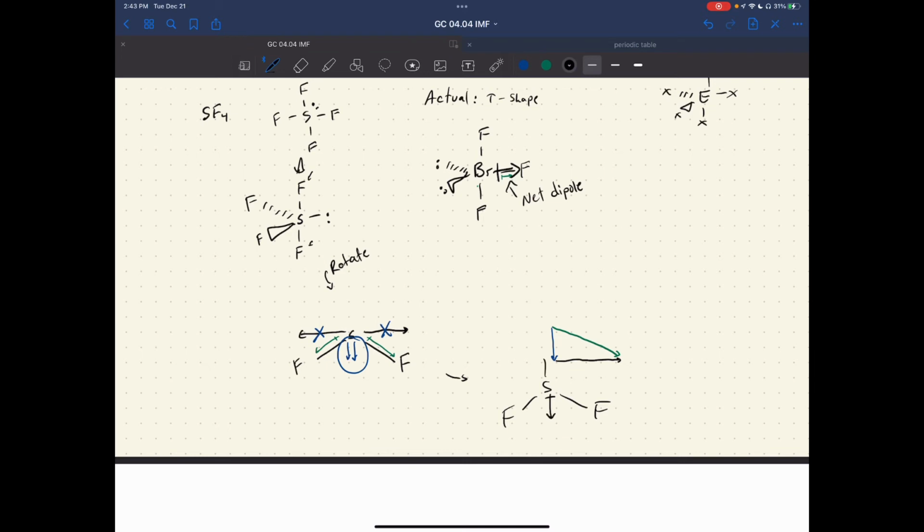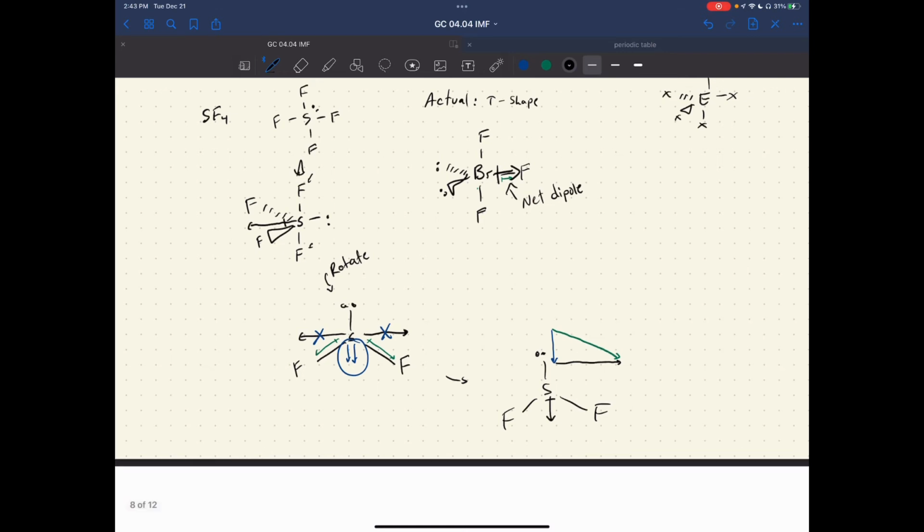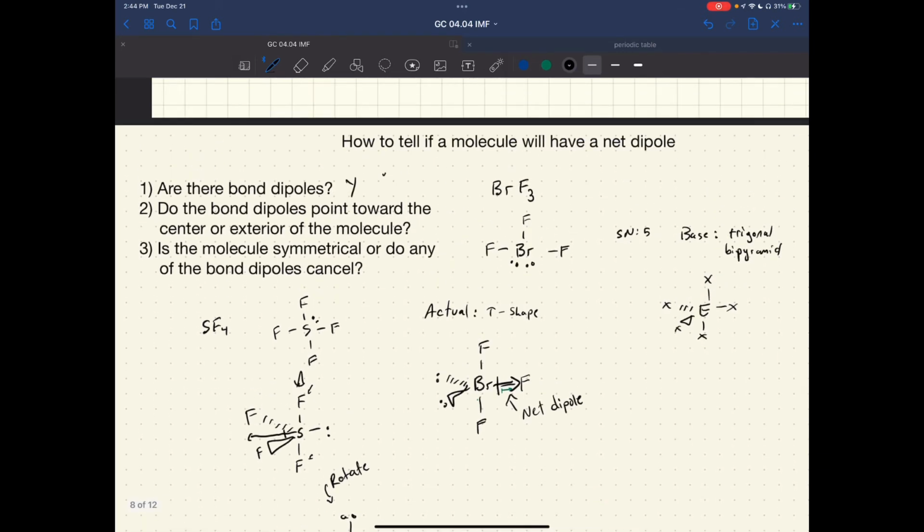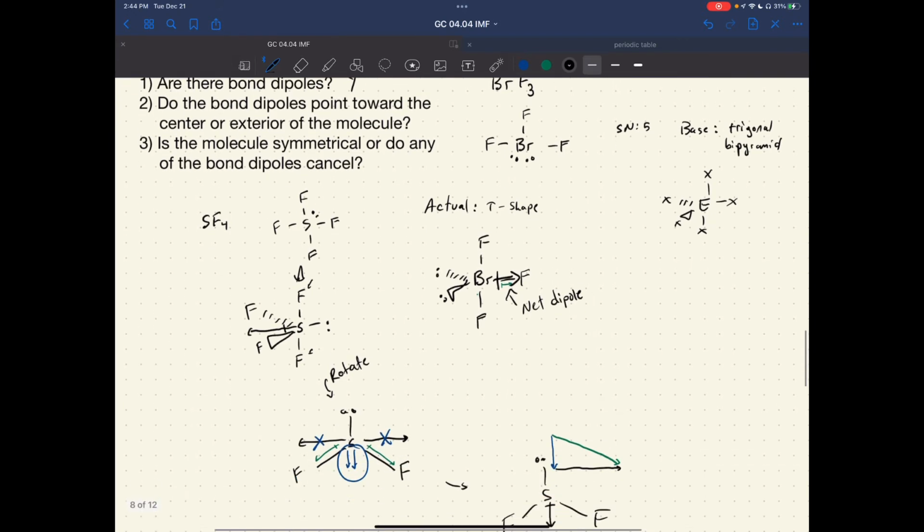Okay, and that goes opposite the lone pair. So if I go back to my VSEPR geometry, where I'm going to need to draw my net dipole, it's going to go opposite the lone pair between these two atoms. Okay, so that's how we identify if there is going to be a net dipole. We ask those three questions, and it takes practice. You're just going to have to keep working on it over and over again until you see it.